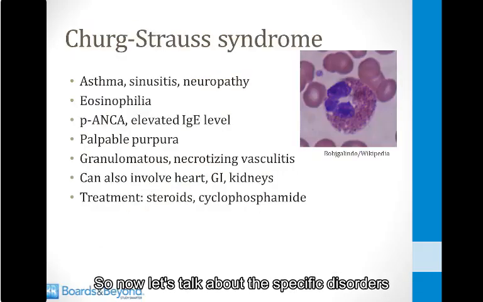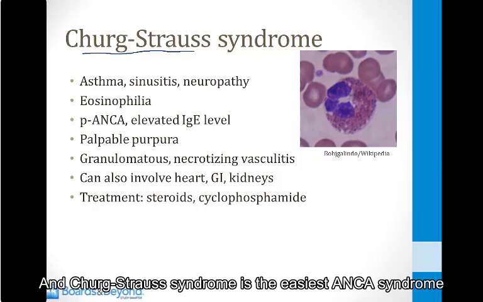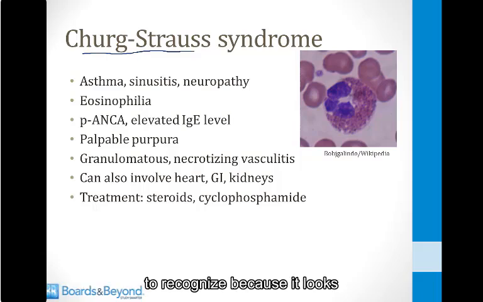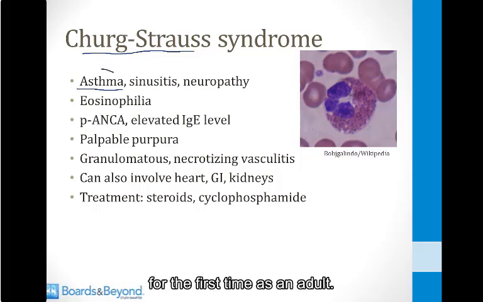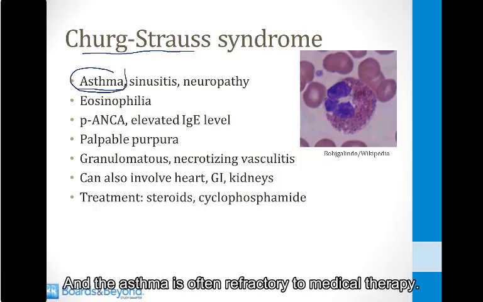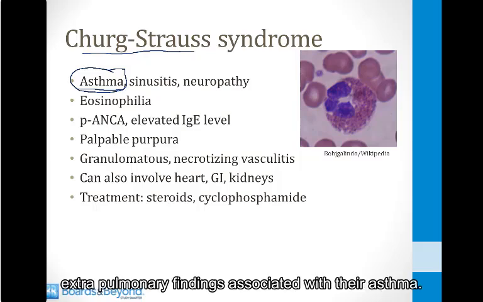So now let's talk about the specific disorders, and we'll begin with Churg-Strauss syndrome. And Churg-Strauss syndrome is the easiest ANCA syndrome to recognize because it looks like a bizarre case of asthma. Most people who have asthma get their symptoms initially as a child and it may persist into adulthood, but people with Churg-Strauss often develop asthma for the first time as an adult, and the asthma is often refractory to medical therapy.